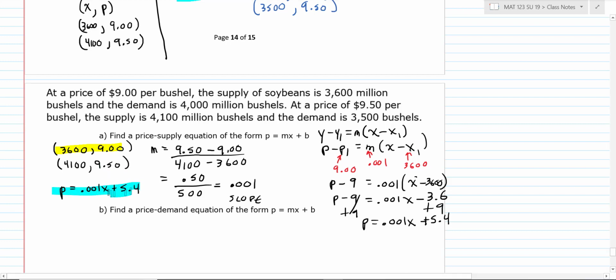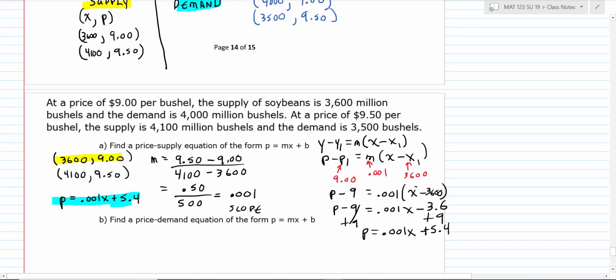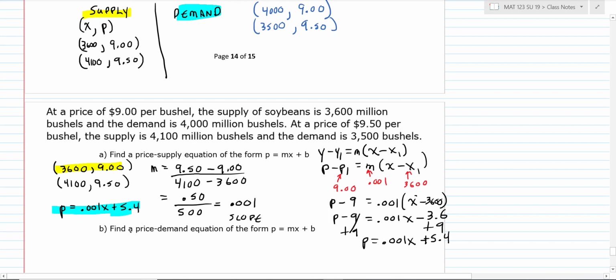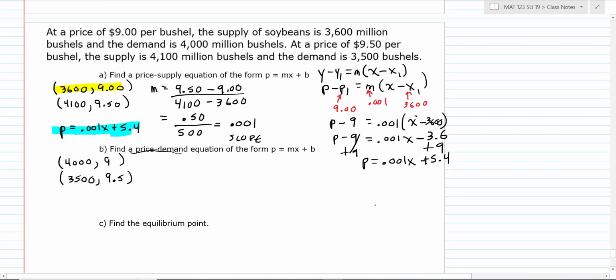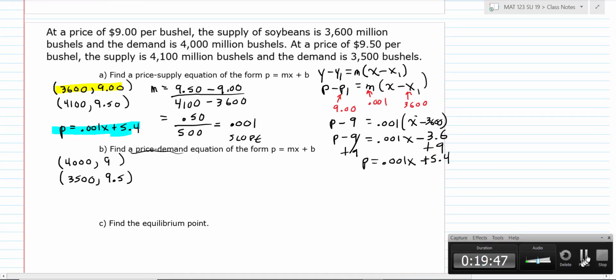All right, now I'm going to let you do a little work here. Instead of just watching me, I'm going to have you repeat what I did. We're going to do the demand equation. So go ahead and write down these 2 points that we had on the previous page. We had 4,000 and 9, and then we had 3,500 and 9.5. So don't wait for me. Crunch it out, and make sure you're on the right track. Go ahead and pause the video, and then when you're ready, check.